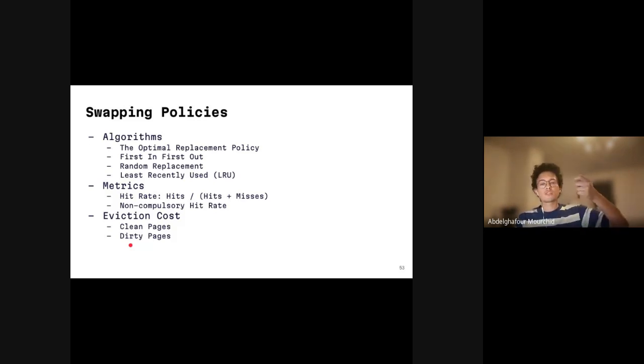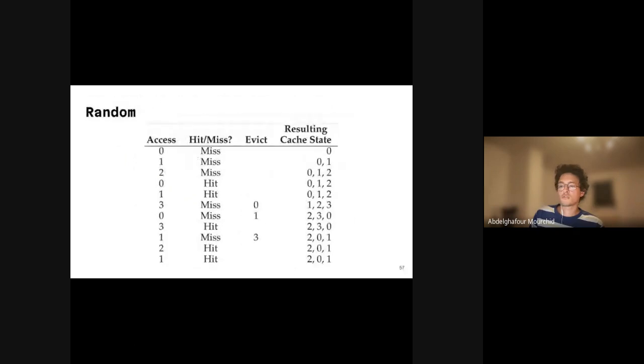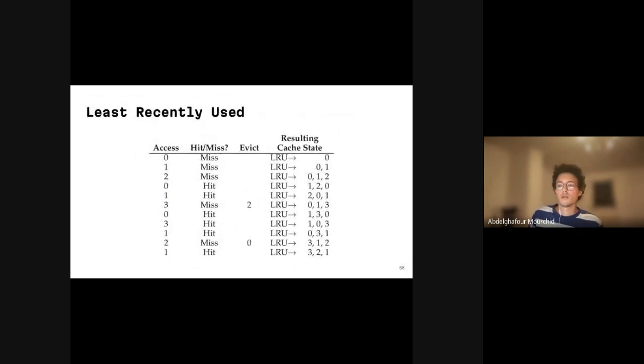So the eviction cost is cheaper for pages that have not been modified, because if we know their address on disk, we can load them again. But for dirty pages, we have to save their contents on the disk before using their memory for another page. I think this is what I wanted to talk about. There are algorithms: optimal replacement, first in, first out, random, least recently used. You can have a look at those. It's good to understand how those algorithms are implemented.